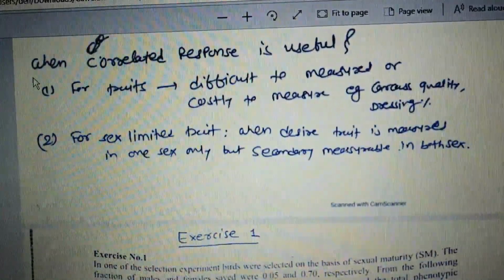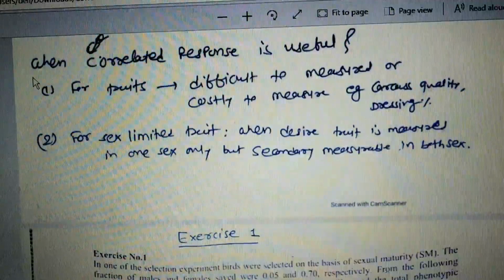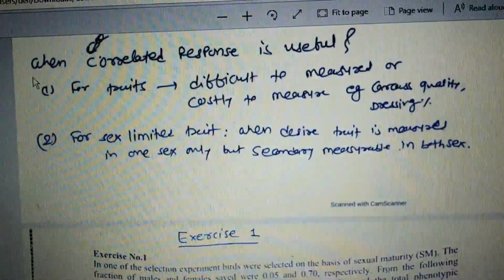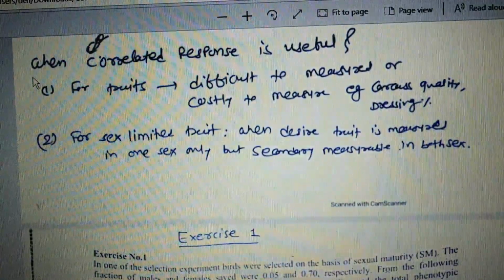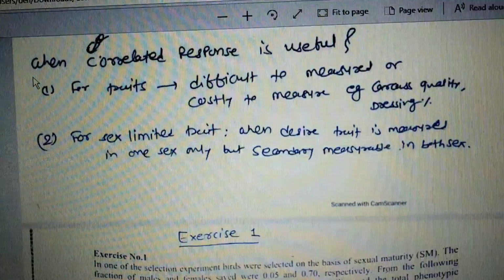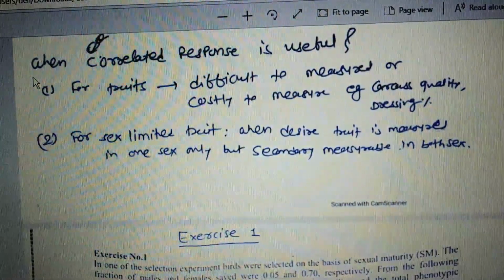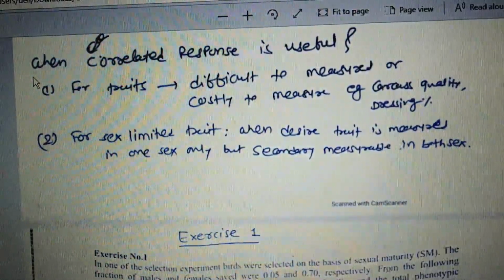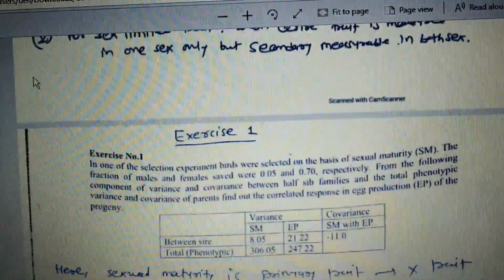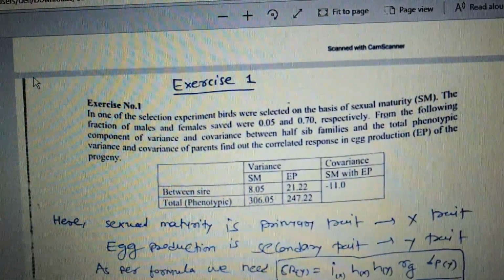We can also use this correlated response to selection for a sex-limited trait. So when the desired trait is measured in only one sex, but a secondary character is measured in both sexes, in that condition we can also use the correlated response to selection. Now let us see the calculation.